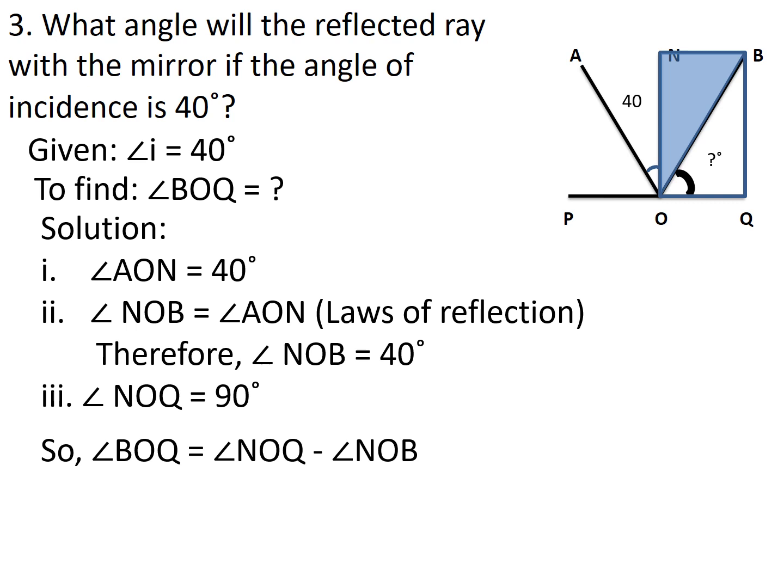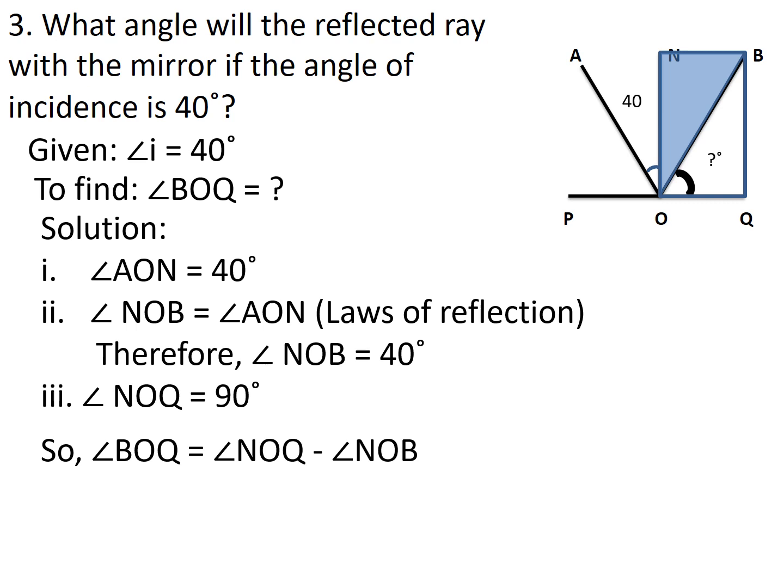I'll repeat this once again. NOQ, that is the entire area we know, is 90 degree. Okay, from that 90 degree that I know, if I subtract NOB, do you have the value of NOB? Yes, I have the value. How you have the value? Because that's the angle of reflection and we know it is equal to angle of incidence. So from that entire area, if I subtract NOB, I will get BOQ. That is the only thing I've written here.